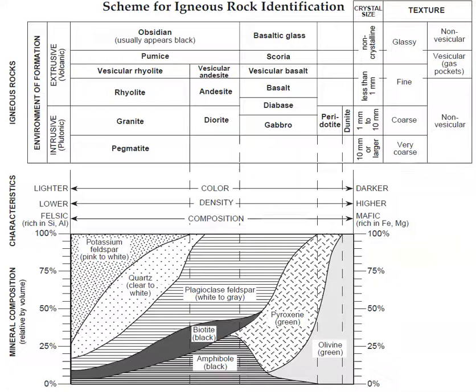Here we have another diagram on page 6 of the Earth Science Reference Table. And as usual, we'll take a look at the title first. So this is the scheme for igneous rock identification. So you're going to use this particular diagram in order to answer questions about igneous rocks.